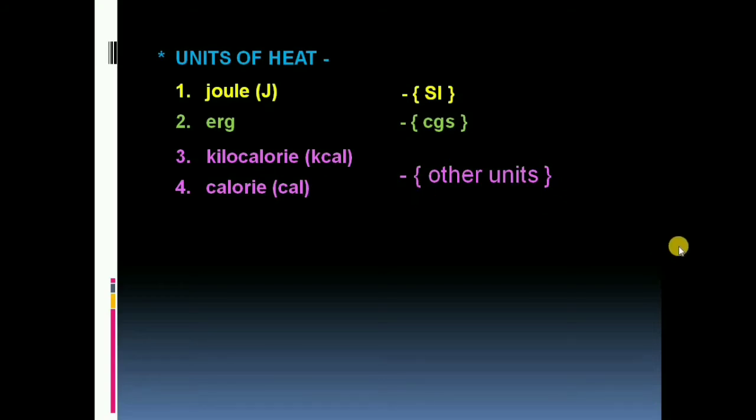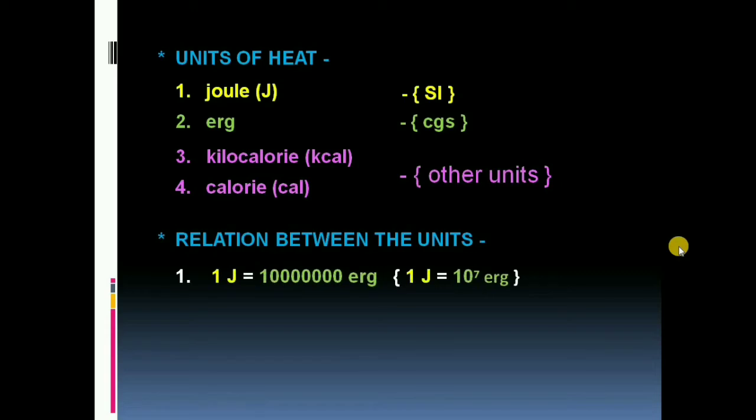So let's see the relation between the different units now. 1 joule is equal to 10 to the power 7 erg. That means 1 joule is equal to 1 and 7 zeros you have to put. So this many ergs. Then we have 1 kilocalorie is equal to 1000 calorie. As we know, kilo is 1000. And 1 calorie is equal to almost 4.2 joule. So these are the units of heat and the relations between the units.